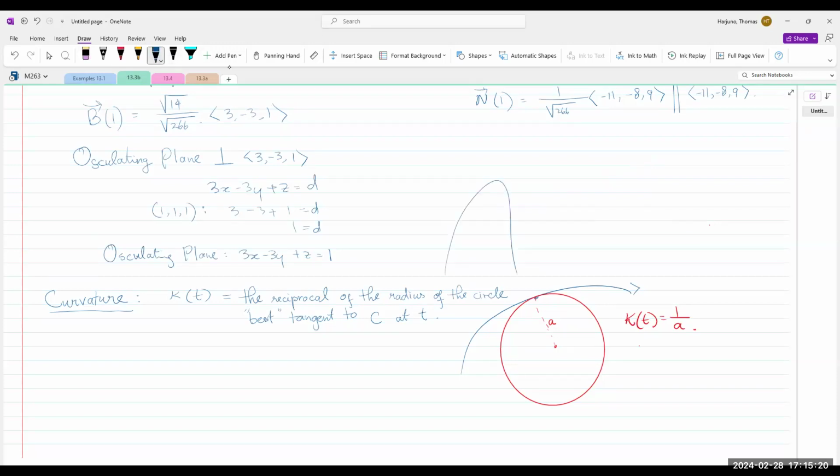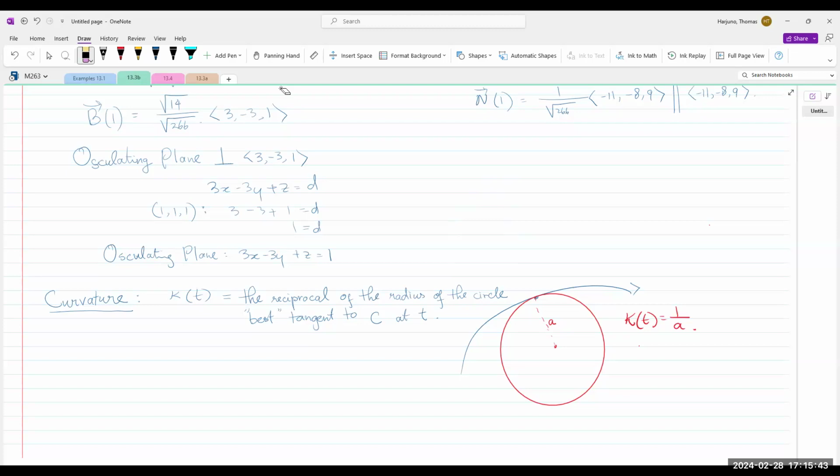So let's say you have this, right? And the tangent circle that fits there is this one. You will see the curvature will be the reciprocal of the radius of that circle. Now that's the first interpretation. Of course, that's just the idea so far. Curvature is the reciprocal of the radius.